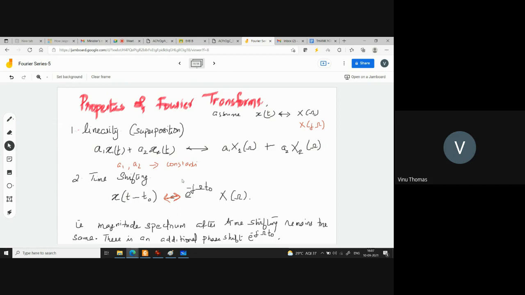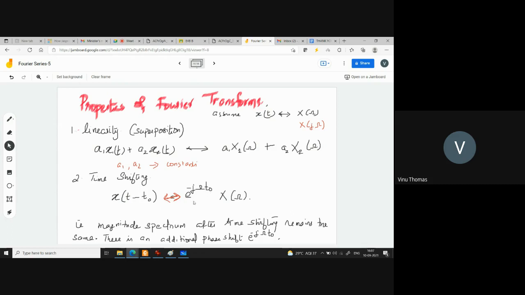So if you take the magnitude spectrum of this composite signal, you see that the magnitude of this phasor is equal to 1. So it's basically the magnitude of x of omega itself. So the magnitude spectrum after the time shifting remains the same. However, there is an additional phase shift of e raised to minus j omega t0. So to the original phase spectrum of x of omega, you have to add the additional phase shift of e raised to minus j omega t0.